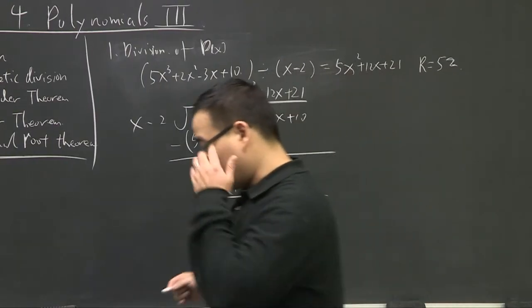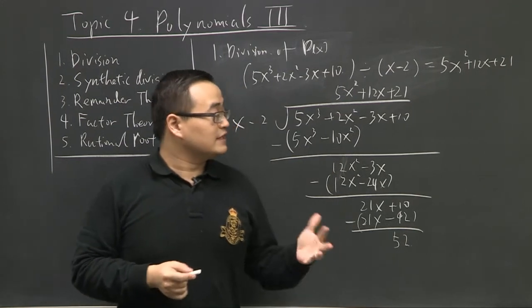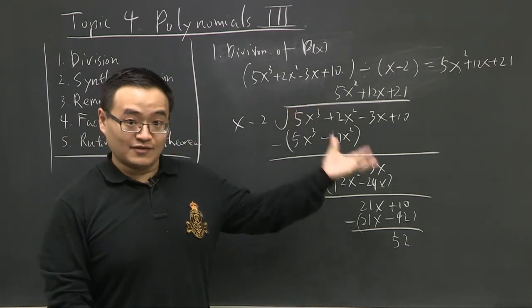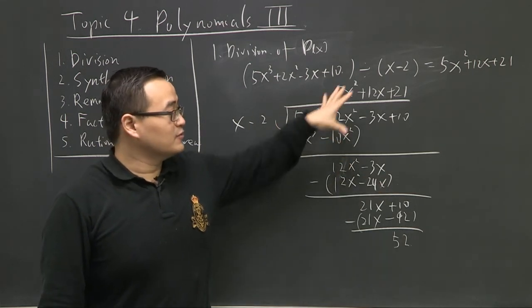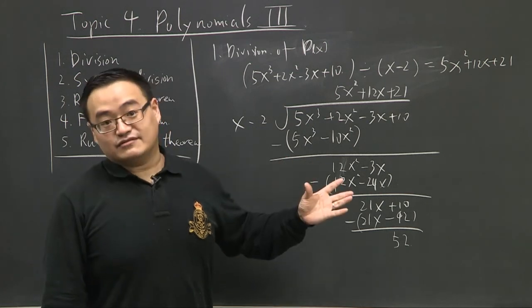Okay? Remainder of 52. I'm pretty sure you're going to have plenty of practice, so practice this, okay? Make sure you know how to do this. I'm just showing you an example, to show the mechanism of how to do this. Not bad, right? Not ideal, not fast.